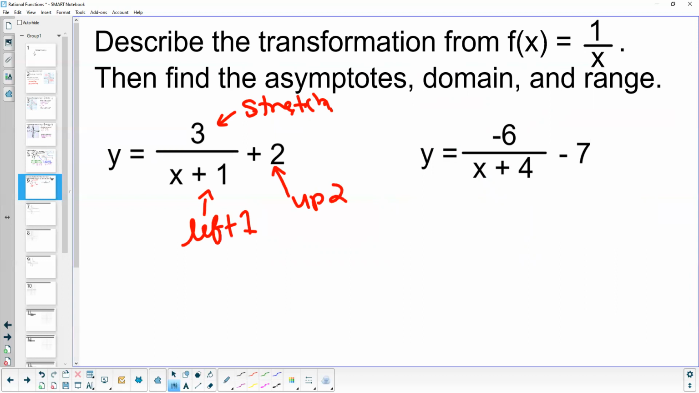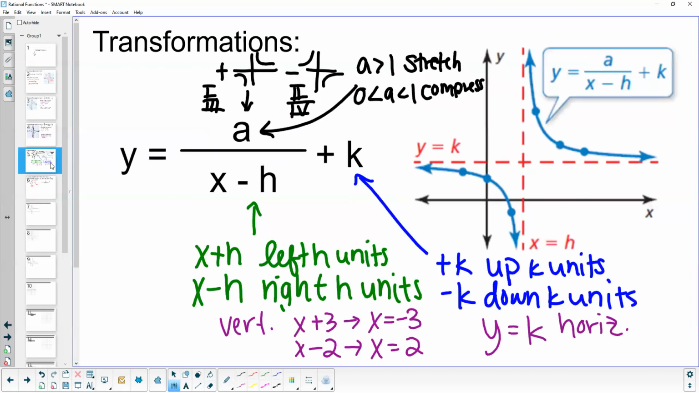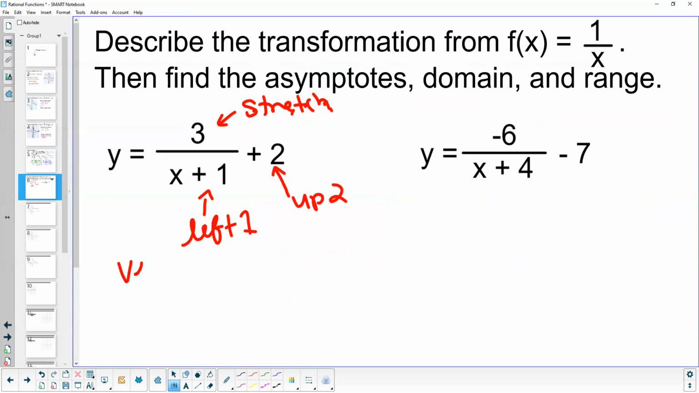Now, how does this relate to our asymptotes, our domain, and our range? Remember, if it moves to the left 1, that h value is related to our vertical asymptote. Our vertical asymptote is related to h. So it's going to be the opposite of this, or what happens when we go left 1, which is negative 1. Our horizontal asymptote is going to be at positive 2. So positive 2 equals y, negative 1 equals x.